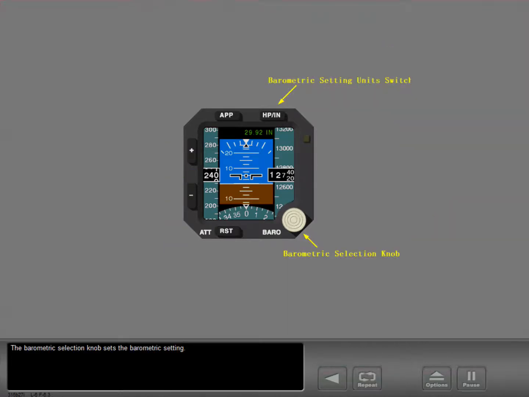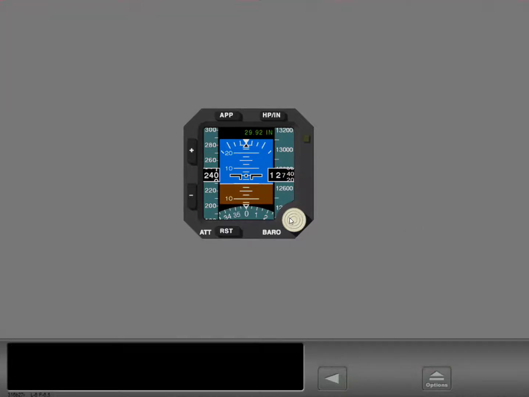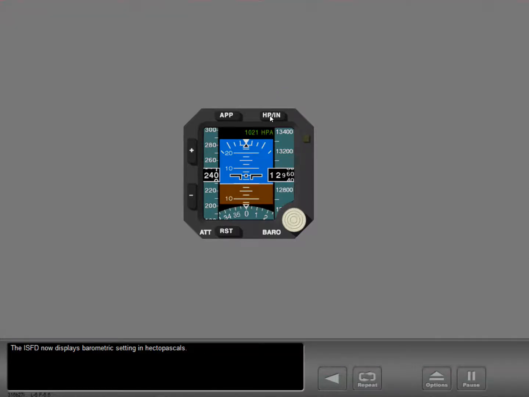The barometric selection knob sets the barometric setting. Turn the barometric selection knob to set 30.14 inches of mercury. Now push the barometric setting units switch to change the display between inches of mercury and hectopascals. The ISFD now displays barometric setting in hectopascals.